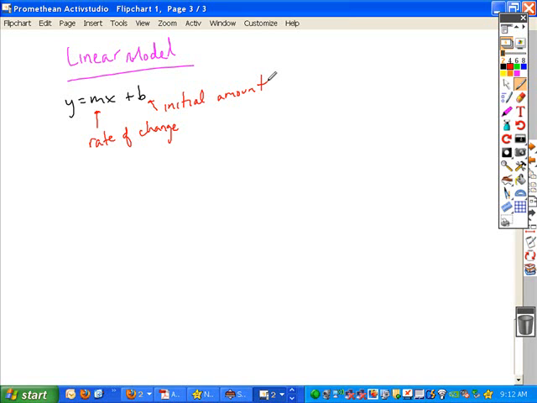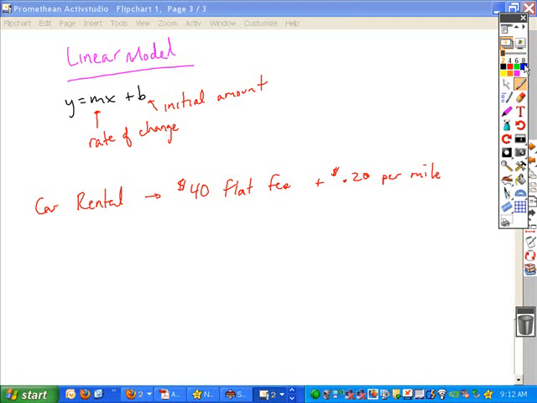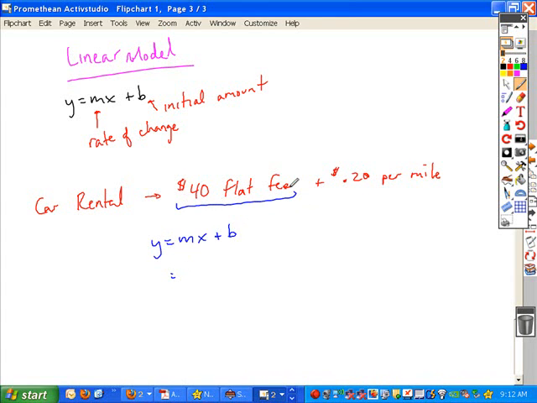So if you took something like this, if you had a car rental company that charges you $40 plus an additional 20 cents per mile, and you wanted to write an equation to model this situation, you'll start with your y equals mx plus b. So what does this $40 flat fee represent? That's your initial amount. That's the initial cost.